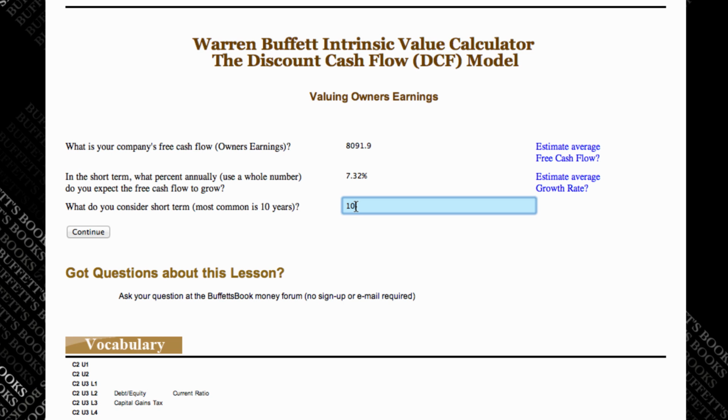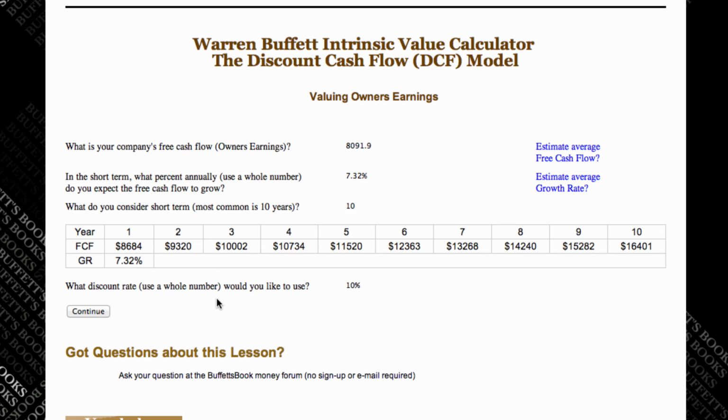And what you're going to use for this short-term growth rate is that's how long it's going to apply the growth rate that you have above. So if we put in 10 years, what it's going to do is it's going to assume that that free cash flow of $8 billion is going to grow at a 7.32% growth rate over the next 10 years. Okay? And then after that, we're going to use a different growth rate for years beyond 10 so that it's much more conservative. So we'll just use 10 to start this calculation and for demonstration purposes. So we'll use that as 10, and then we'll click continue.